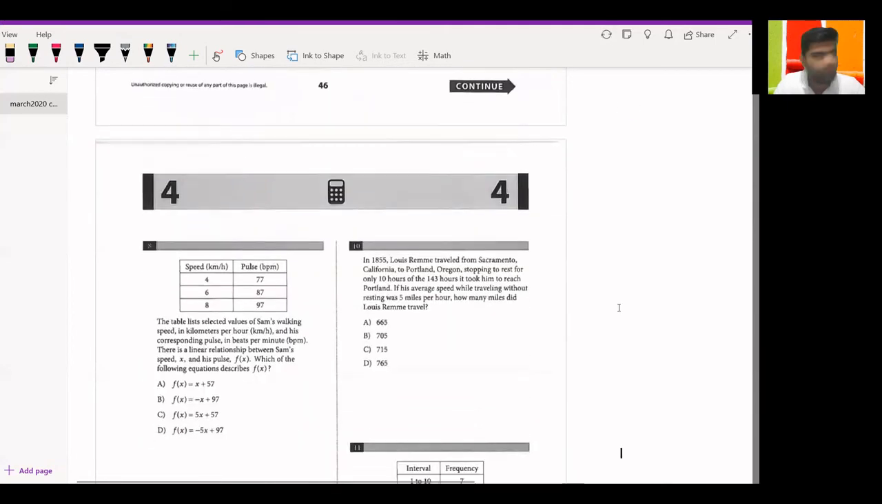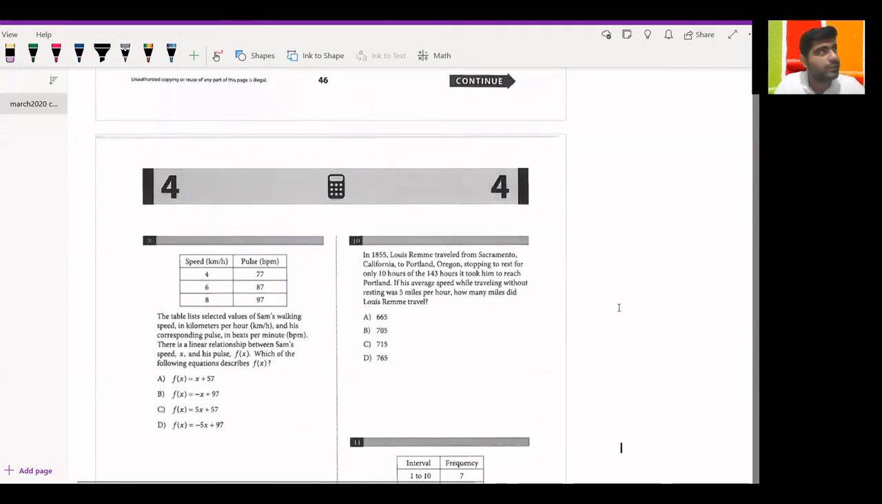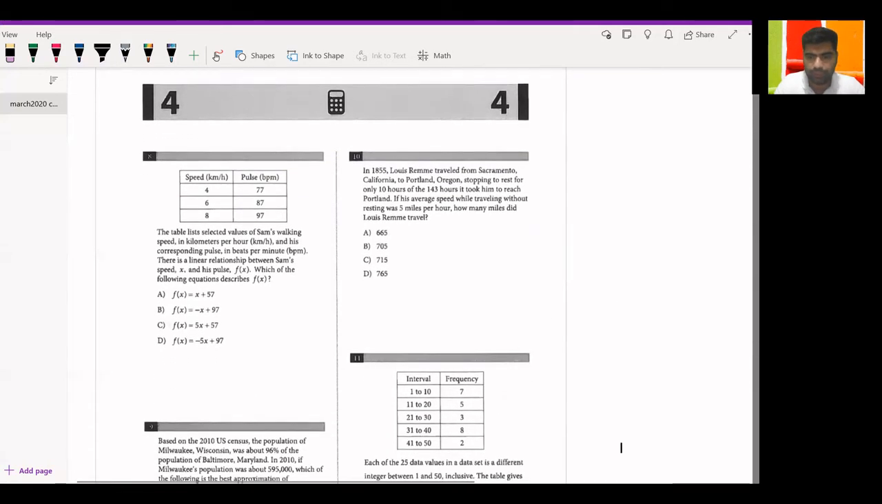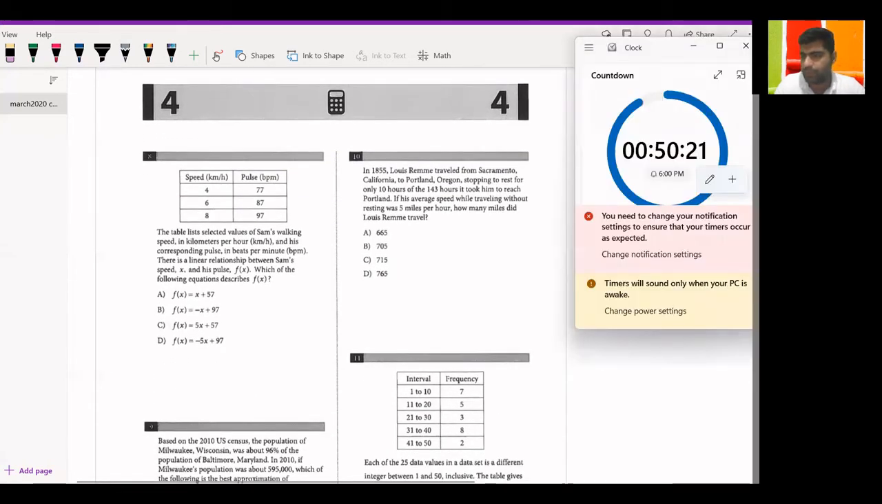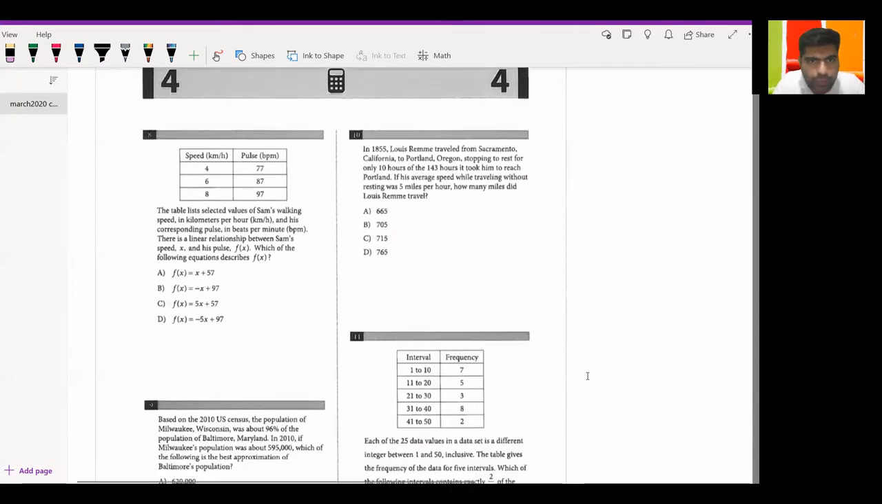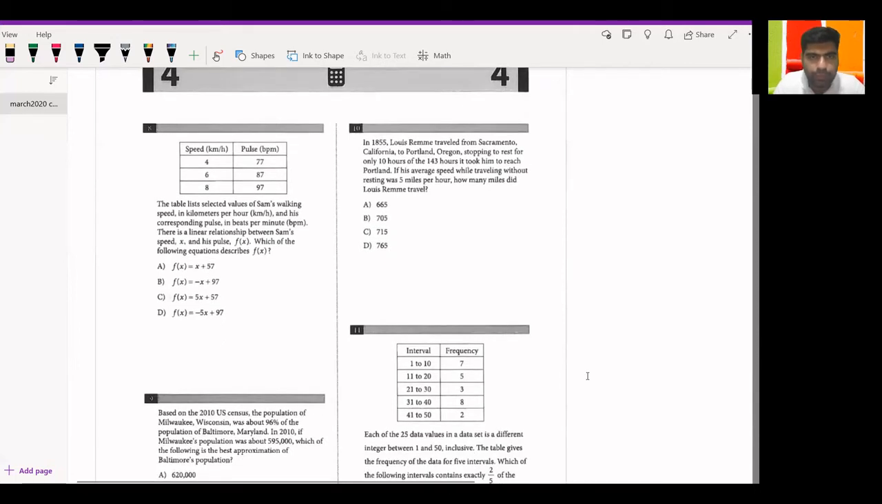7 questions done. So 7 on 38 is close to 20%. So 20% of the questions are done, and we haven't even spent 10% of the time. Good. Speed is x, pulse is this.